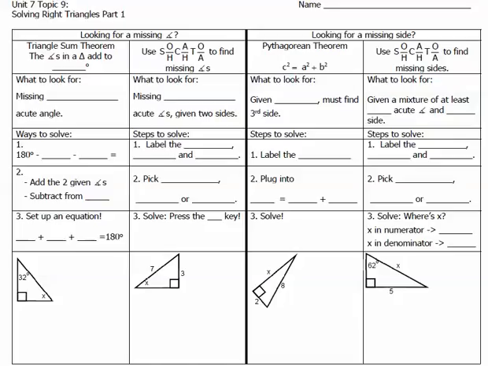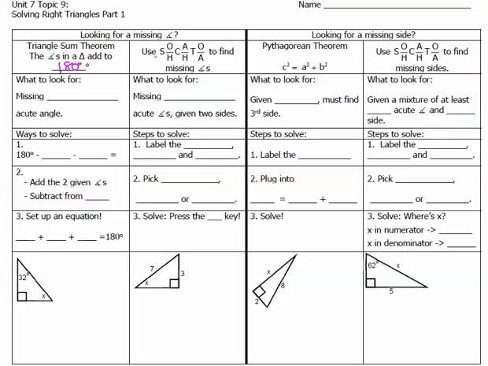Today we're going to be looking at topic 9, solving right triangles part 1. So pretty much everything we've done, we need to figure out what we need to do to solve the problem. First of all, if I'm looking for a missing angle, I have two options. I can use the triangle sum theorem, which means the angles in a triangle add up to 180 degrees, or I can use SOHCAHTOA to find the missing angles.